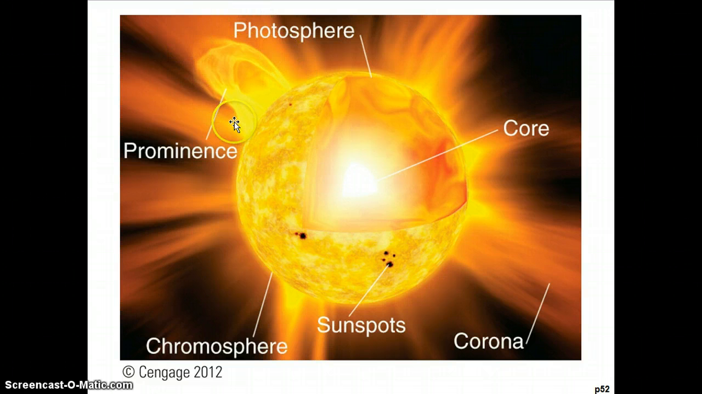highly charged particles of energy, or streams of ions, from the surface of the sun towards the Earth. That stream of ions is what we call the solar wind.